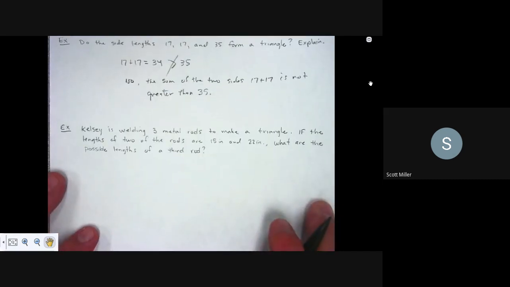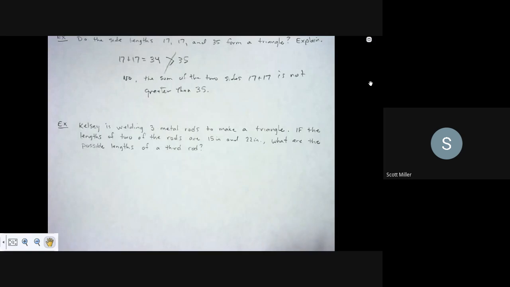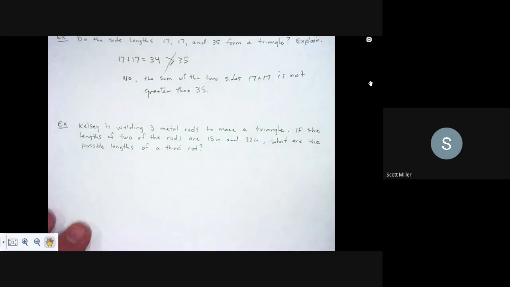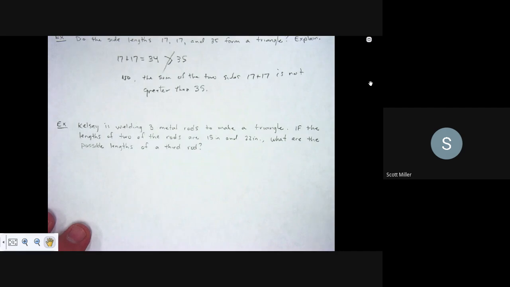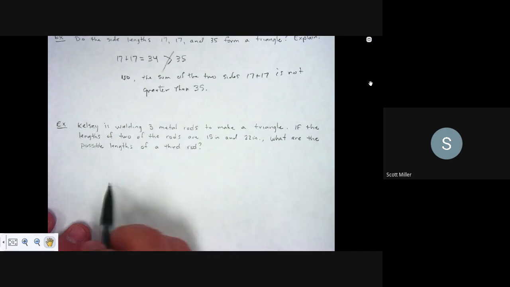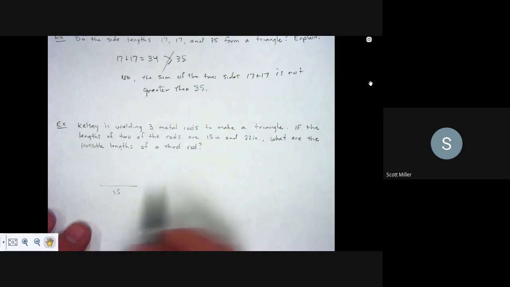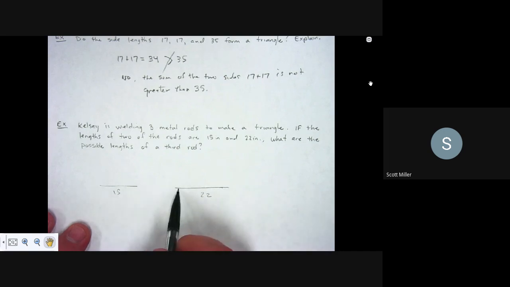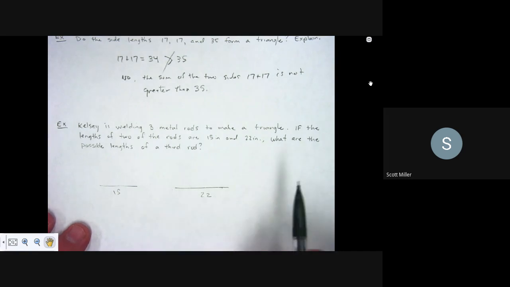Another way that you can be asked this question would be one like this. Okay? Kelsey is welding 3 metal rods to make a triangle. If the lengths of two of the rods are 15 and 22 inches, what are the possible lengths of the third rod? Okay? So just imagine a 15-inch rod and a 22-inch rod. We're going to weld them together, and I need the third side. Well, it just depends on how that first angle weld is going to be. If it's an acute angle, or is it going to be an obtuse angle? Because that can make all the difference in the world.